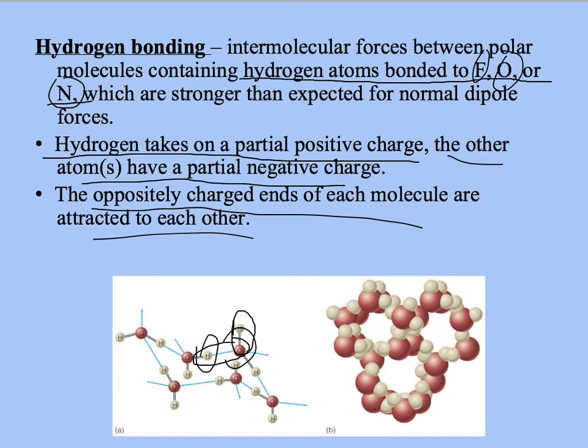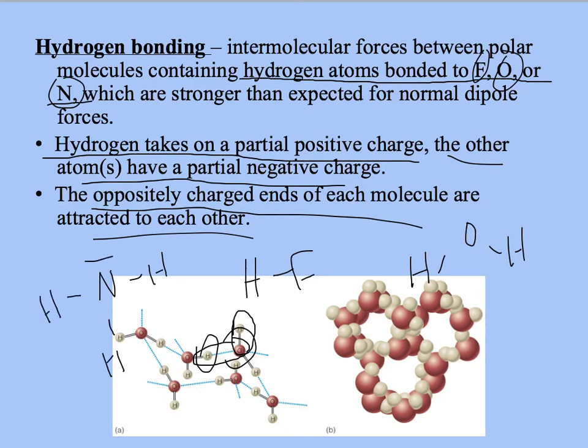We commonly see that in water, which of course is H2O, where we've got two H's attached to an O. Another example would be HF, so hydrogen directly bonded to fluorine. Another example would be ammonia, which is NH3, where I would see the nitrogen bonded to three individual hydrogens. Those all would be examples of something with hydrogen bonding.